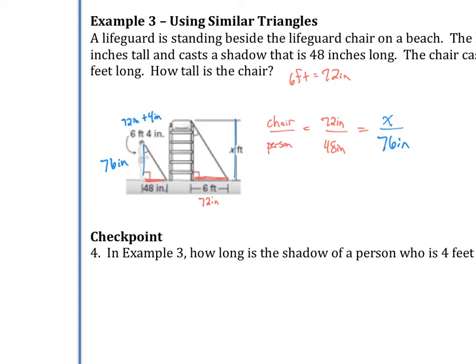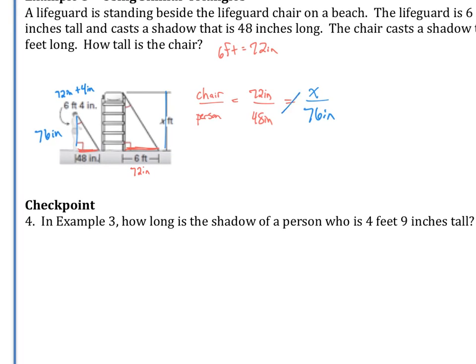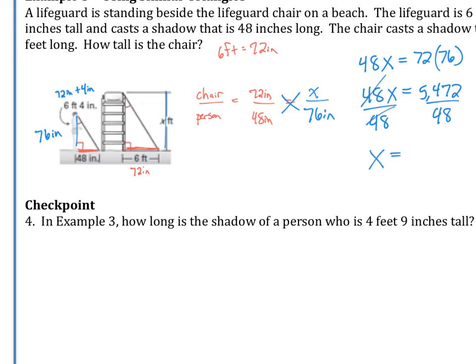So from here, we cross multiply and solve. So you'll get 48 times x equals 72 times 76. So 48x equals 72 times 76, which is 5,472. Divide by 48. X equals 114 inches. So how tall is the chair? It's 114 inches, and we got that by setting up a proportion.